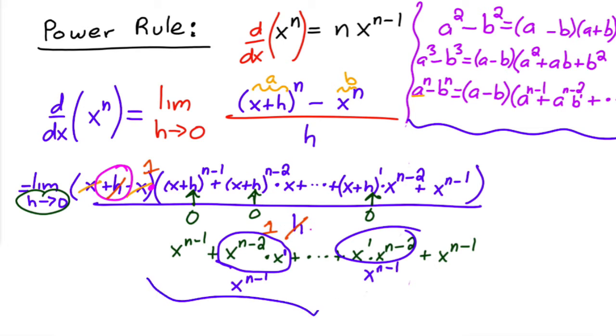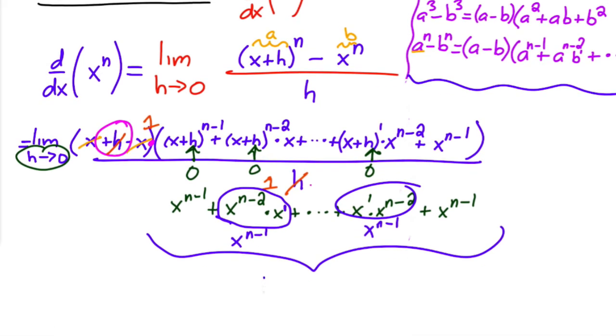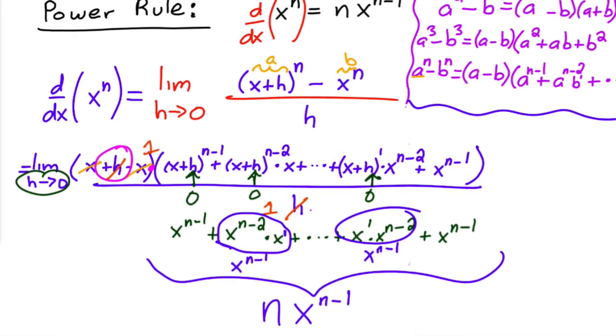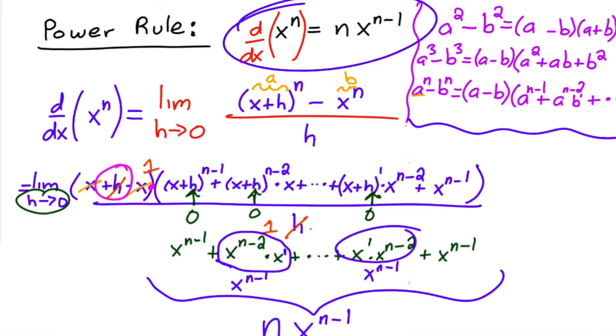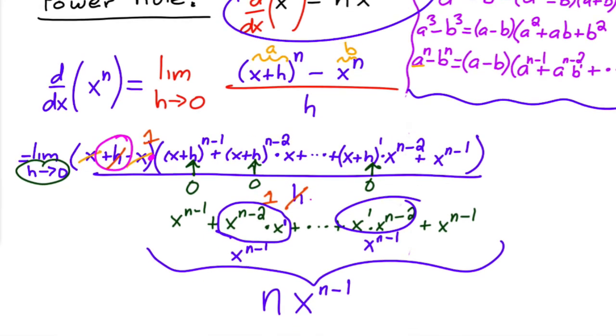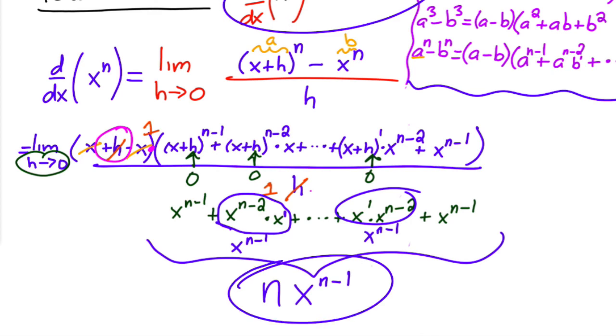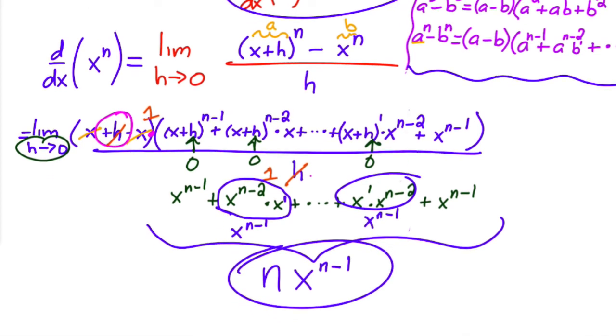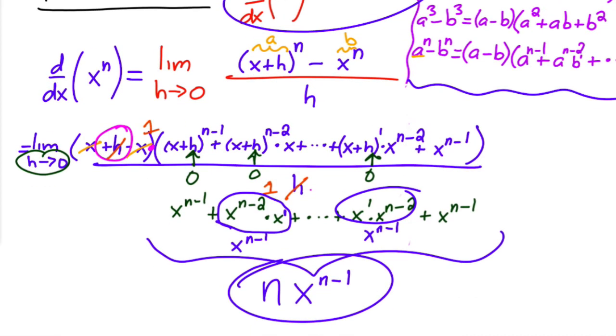Well, how many of these do you have? You have n x to the n minus 1s. And that's it. You've proved it. Now, this is just for integers, and you can prove it for any real number, but you need a little bit more information, a little bit more tools. But for now, that's good enough.